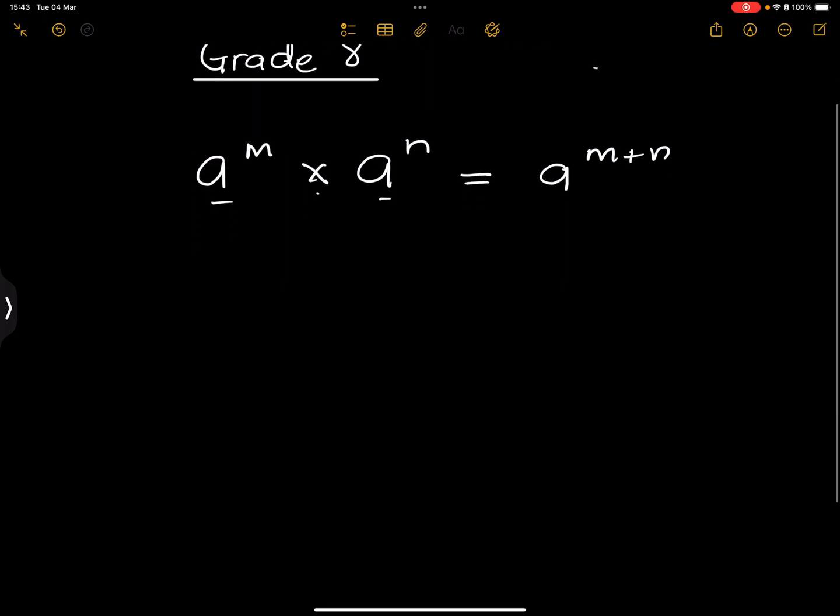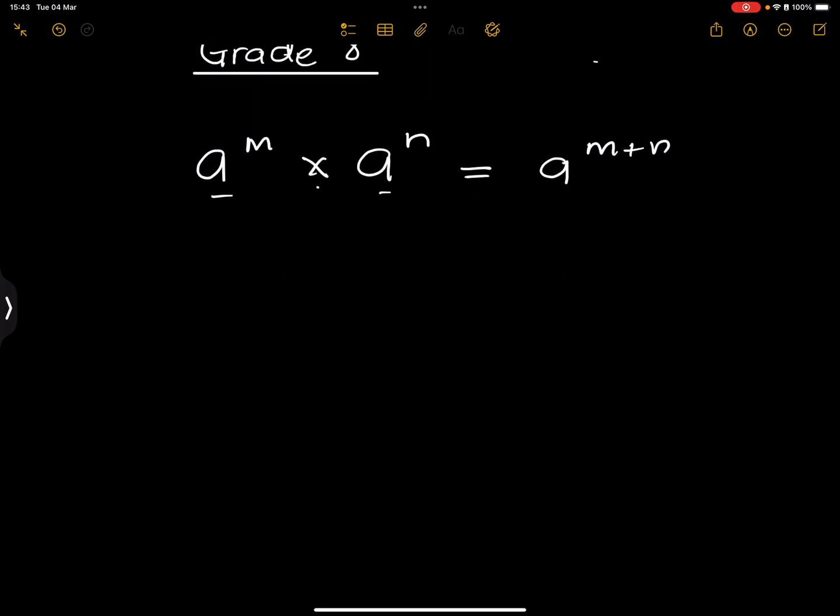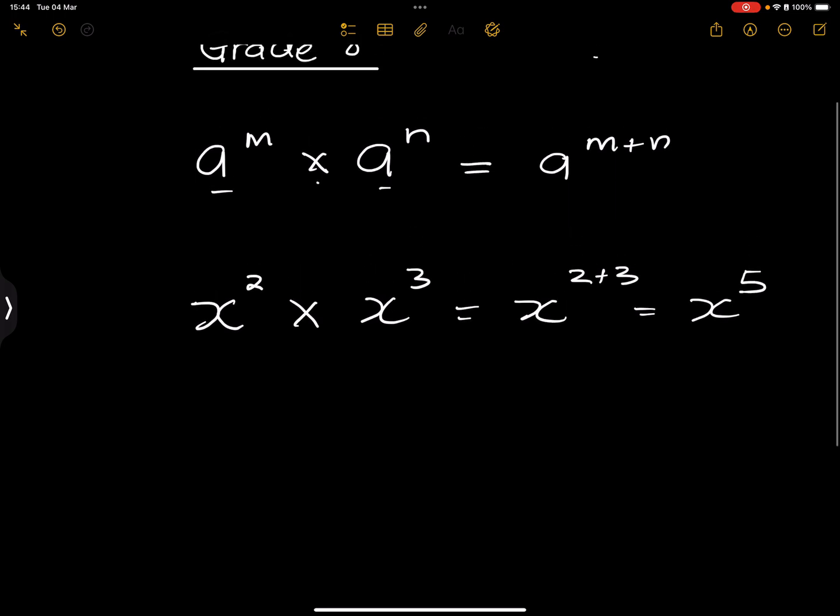Just making an example: if I take x to the exponent 2 and multiply it by x to the exponent 3, it will simply be x to the exponent of 5. Why? Because 2 plus 3, we are adding the exponents, and so we get x to the exponent of 5. That's what we are going to do when we look at multiplication.